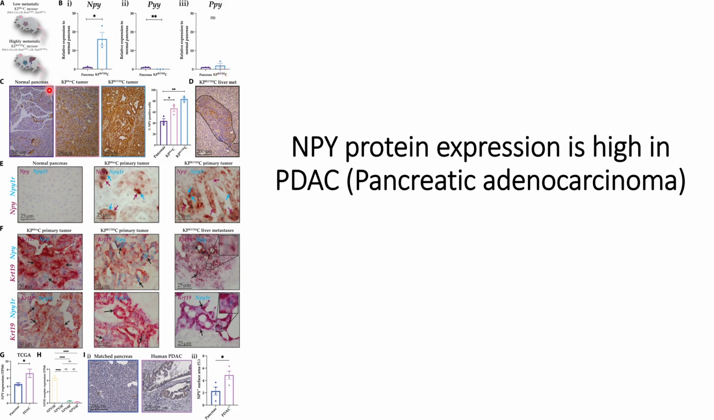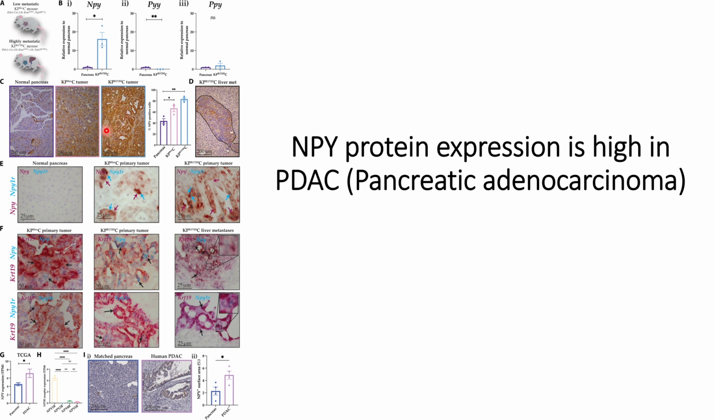And then they checked the NPY protein using immunostaining in the normal pancreas, the pancreas of the low metastatic mouse model and the pancreas of the high metastatic mouse model, and they were able to see an increase in the NPY protein levels from the normal pancreas to the low metastatic mouse model pancreas, and it's highly upregulated in the highly metastatic pancreatic mouse models.